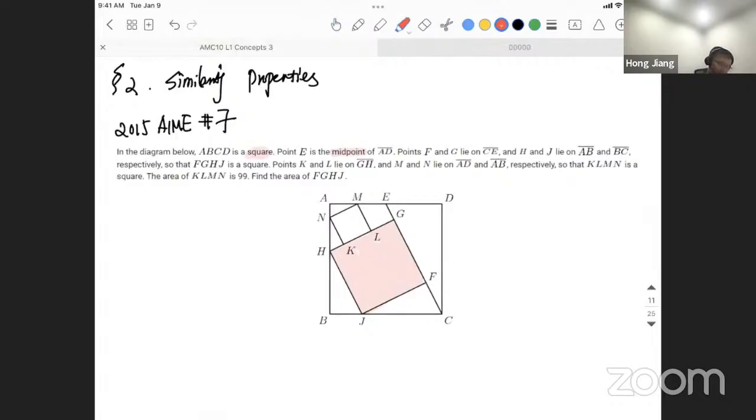If this is a square, points K and L lie on GH and MN, and AB and AD respectively, so that KLMN is also a square. Like the red one and the green one, they're both squares, right? ABCD, the big one, is a square, and then you insert 2 tilted squares, the red one and the green one. The area of KLMN is 99. And what is the area of FGJH?